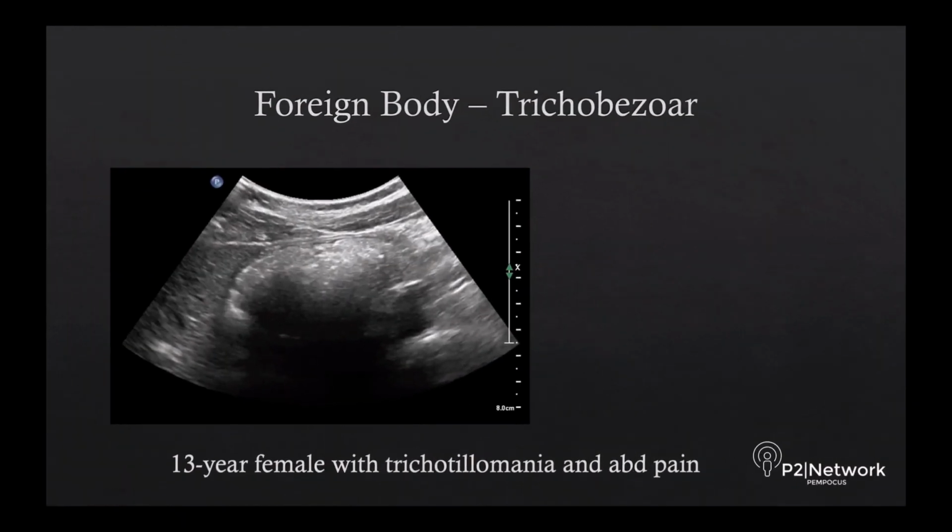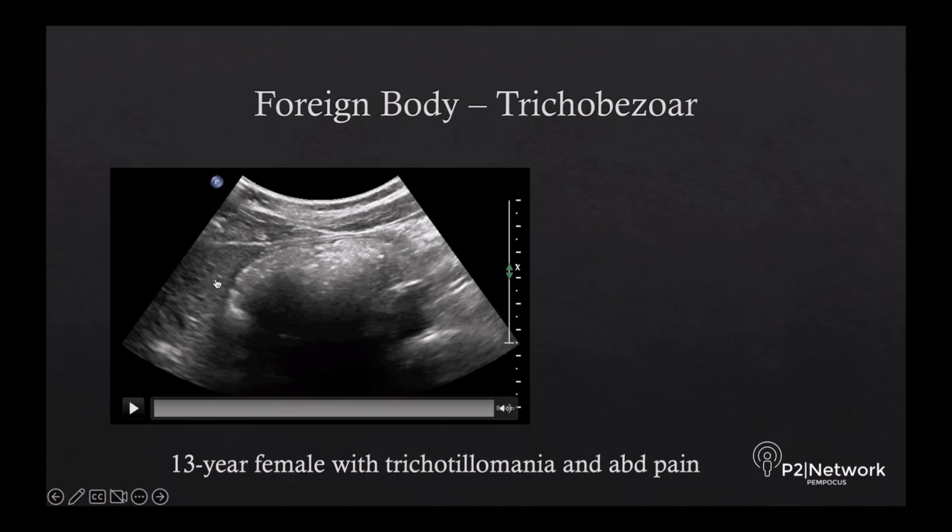Here we have a different case. This is a 13-year-old female with known history of trichotillomania presenting with abdominal pain. On the left, you can see a gastric ultrasound evaluation showing the gastric body with this hyperechoic structure sitting within it, some shadowing occurring here in the far field.